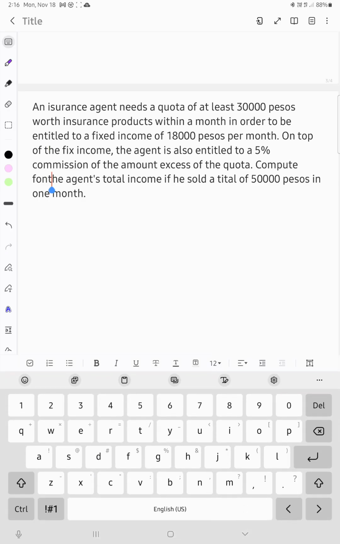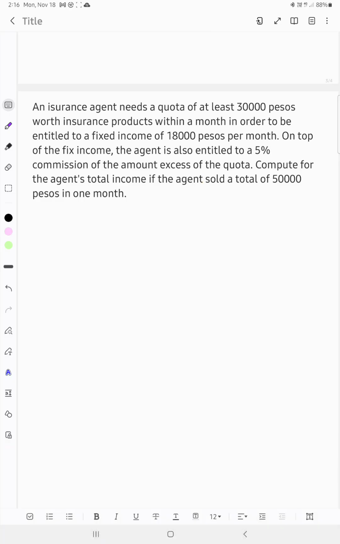We were asked to compute the agent's total income if the agent sold a total of 50,000 pesos in a month. Okay, so let's have this one.